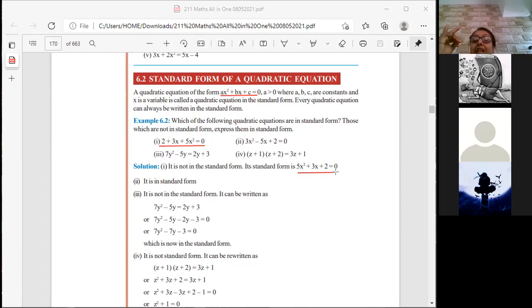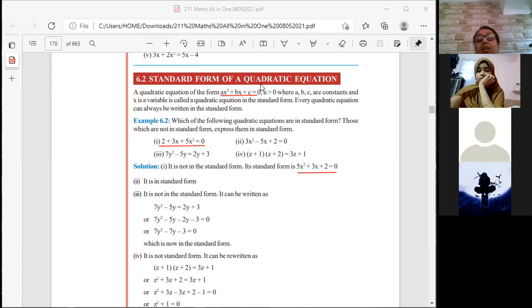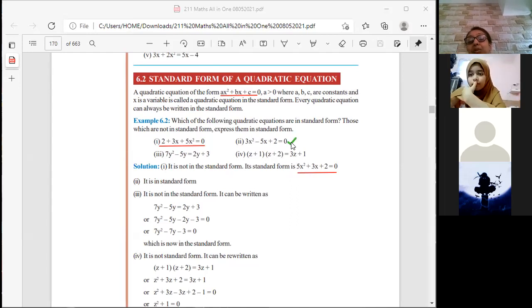Where 5, 3 and 2 are numbers and x is a variable. And in the quadratic equation, you have the same variable, same variable with the degree 2. Do you understand what I speak? Look at the second question. Is it in the quadratic form? Yes, it is. Where you have 3, minus 5 and 2 are constants. X is the variable with degree 2. So we will call it to be in the standard form. Correct?